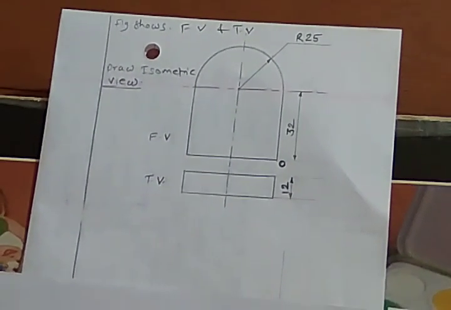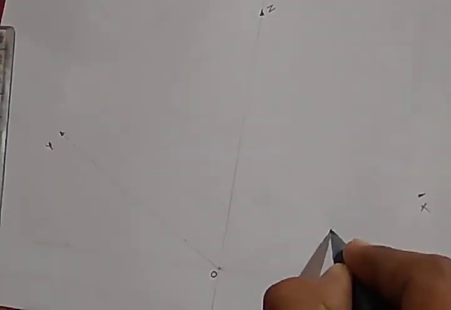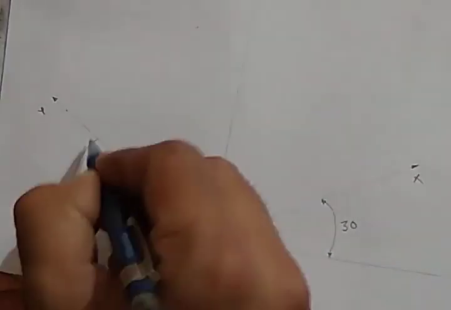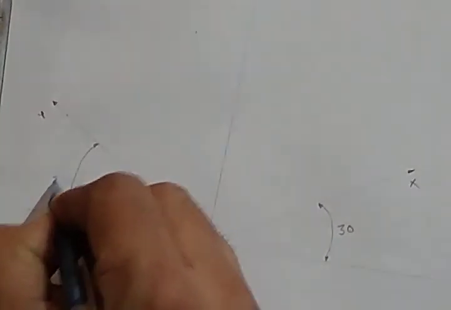Okay, now for that we need to construct the isometric cube. So here the origin is there. From that I have drawn two inclined lines towards right and towards left. So this is the x-axis, this is the y-axis. And one more, that is the z-axis. So this inclination is of 30 degree towards right, and this inclination also towards left is of 30 degree. Okay, both are 30 degree.